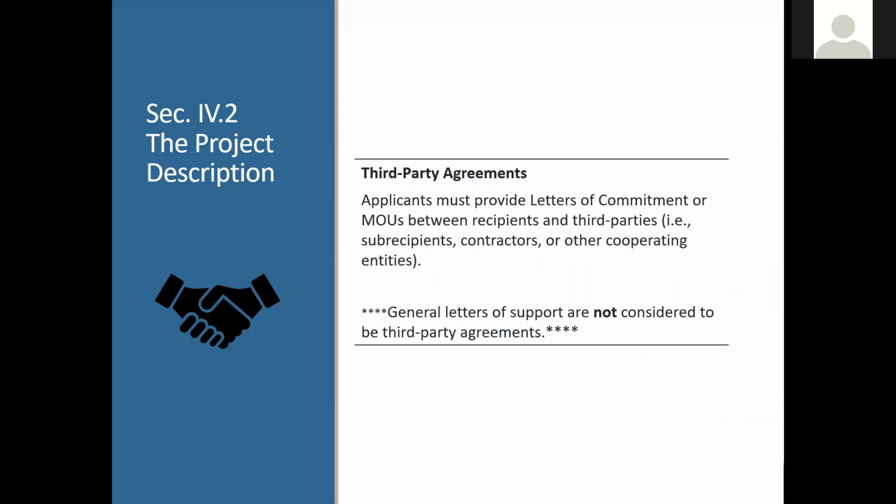For the third-party agreements section, applicants should provide letters of commitment or memorandums of understanding between recipients and third parties. These would include subrecipients, contractors, or other cooperating entities. We ask you to note that general letters of support are not considered to be third-party agreements. There is a dedicated section, which we will discuss next, for general letters of support. Third-party agreements are commitments for specific tasks to be undertaken during the project.